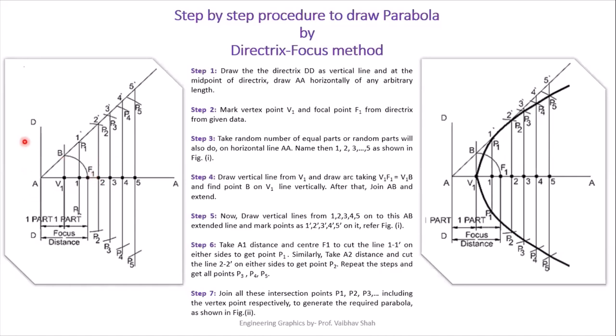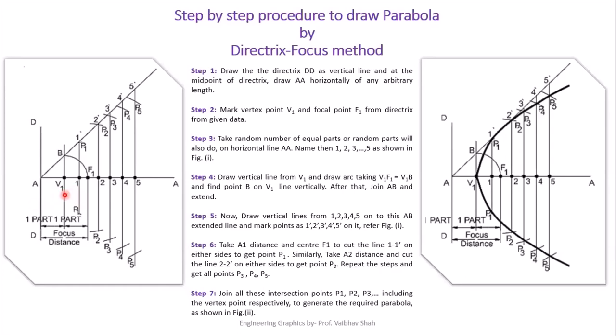So first of all, we'll draw one vertical line DD as a directrix, and then identify any point A and draw one axis AA arbitrarily. Now, after that, we have to locate our focal point from your given data, and after locating your focal point, you have to denote the vertex point V1. So understand and remember that vertex point V1 would be at the center of the distance between your focal point and your directrix, and it is always at the center point.